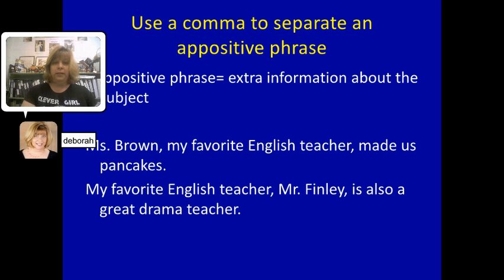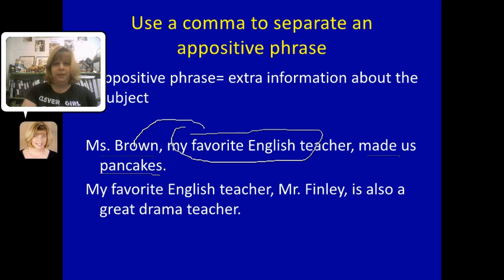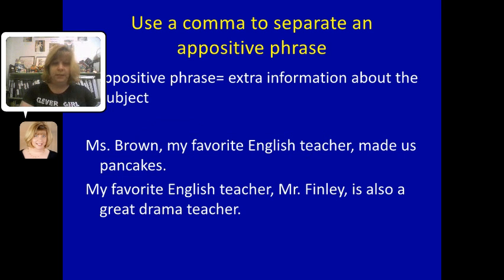You use a comma when you're trying to separate an appositive phrase from the rest of the sentence. And an appositive phrase is something that adds extra information about the subject, that refers back to the name of the subject. So if you take the sentence, "Miss Brown, my favorite English teacher, made us pancakes." This extra little bit in the middle, "my favorite English teacher," is a separate phrase that helps describe Miss Brown. And so you would separate that by commas in the sentence. So: Miss Brown, comma, my favorite English teacher, comma, made us pancakes. You could run the whole sentence, "Miss Brown made us pancakes," without having that extra information. That's what's known as an appositive phrase, and you use commas to separate that.